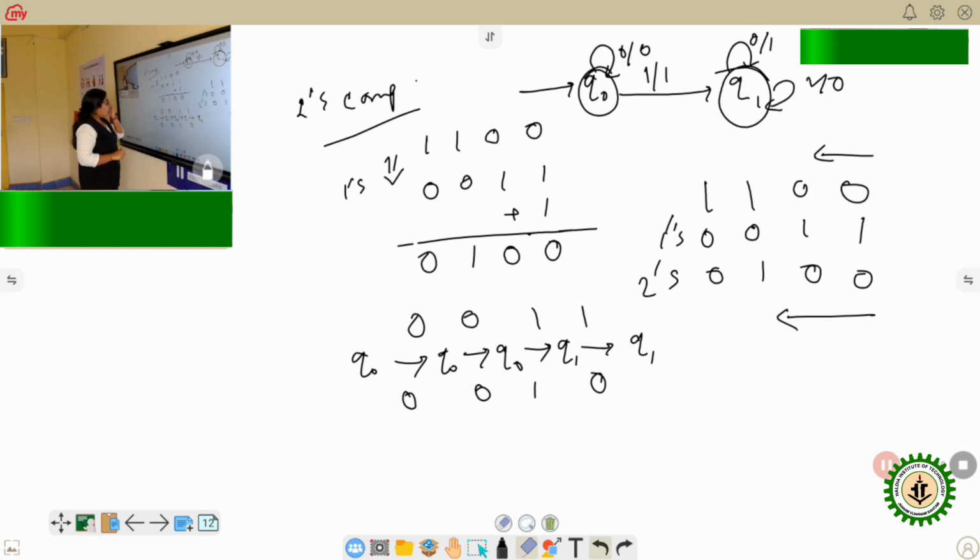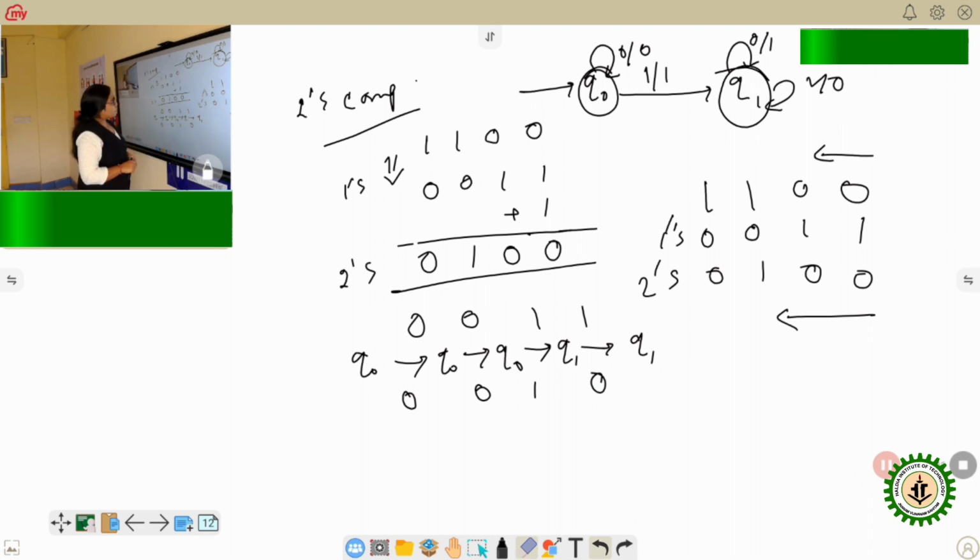Next we will see how to generate the two's complement of that number. So first of all, we know how to calculate the two's complement number. First of all, we have to calculate the one's complement. After that, we have to add one to it. Then finally, we will get the two's complement number. So this is the two's complement number.